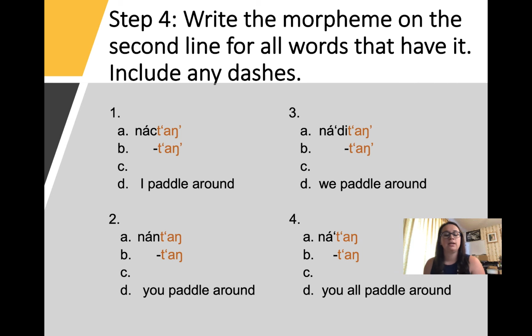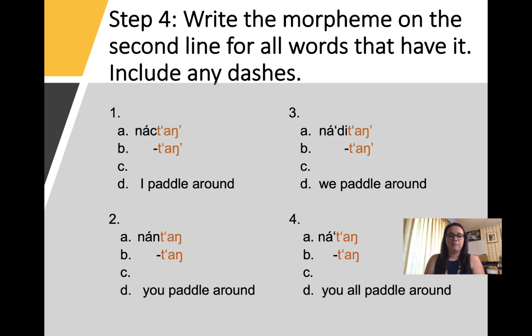So step 4, write the morpheme on the second line for all words that have it, including any dashes. You'll see I've done that here, but I've skipped a step. I went ahead because I know something about this language. I know that roots can change a little bit with information about person, number, and also time.